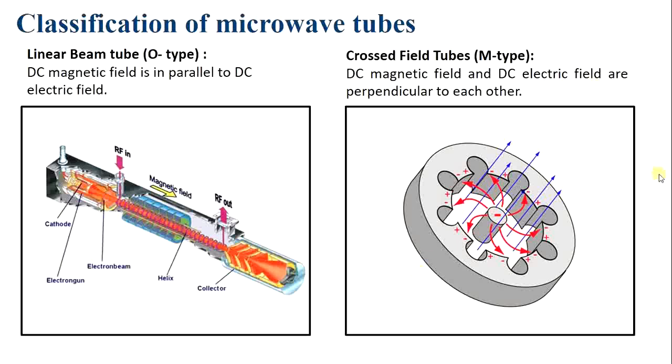You can see in the figure the magnetic field and the electric field are both perpendicular to each other, and the motion of the electron beam is perpendicular to both the fields. These cross field tubes are also called M type tubes. In cross field tubes the DC magnetic field plays a direct role in the radio frequency interaction process.